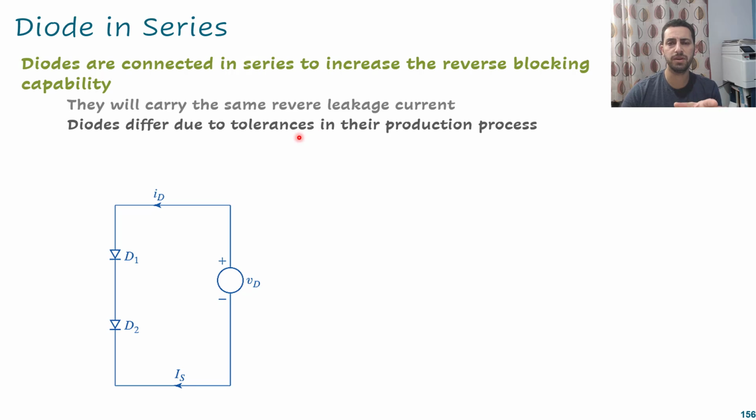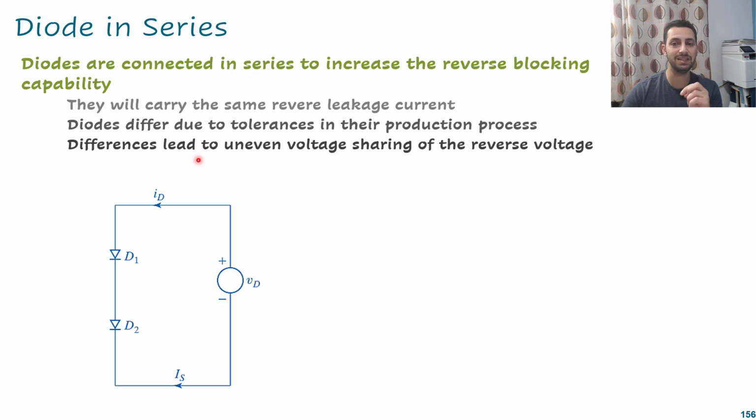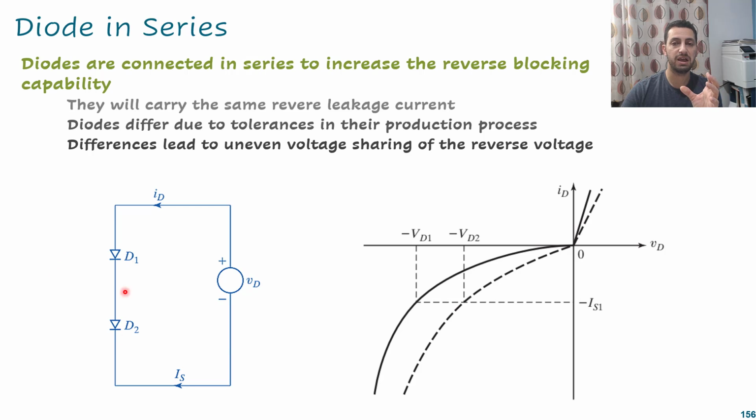But the problem is, even if they are exactly the same diodes from the same manufacturer, they still differ due to tolerances in their production process, and these differences lead to uneven voltage sharing of the reverse voltage. Even in series, they will carry the same current, which means the reverse current will go through both of them. If there are small differences between them, the reverse bias curve is a little different, so each one will get a different voltage across its terminals.